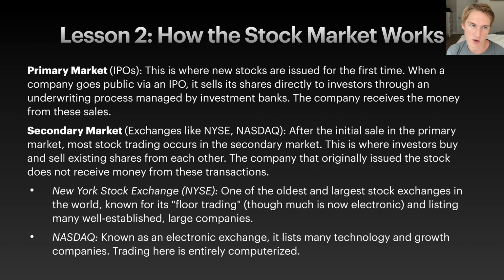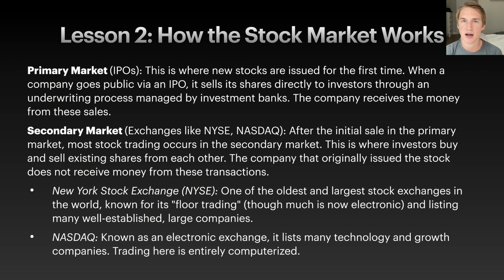Lesson 2, how the stock market works. So you have the primary market and you have the secondary market. Primary market is where new stocks are issued for the first time. When a company goes public via an IPO, it sells its shares directly to investors through an underwriting process managed by investment banks. The company receives the money from these sales.